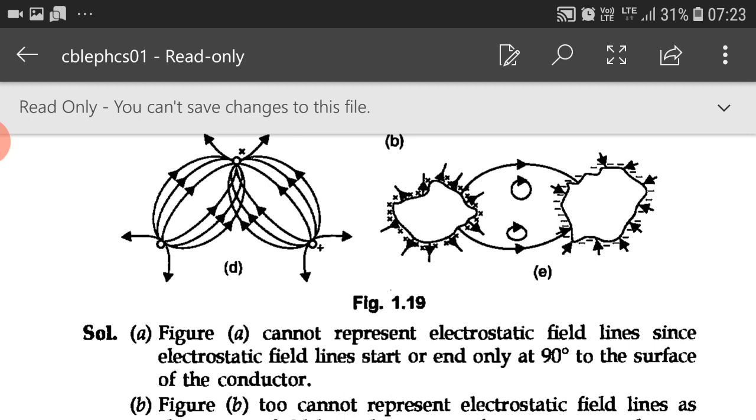Come to the E figure again. Electric field lines, you can see they are forming closed loops, but we have studied they don't form closed loops. So again, this figure is wrong because electrostatic field lines cannot form closed loops.